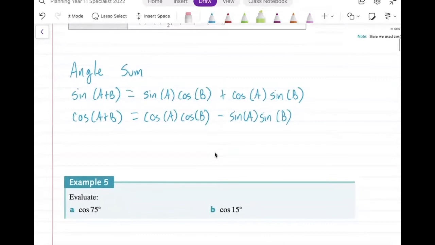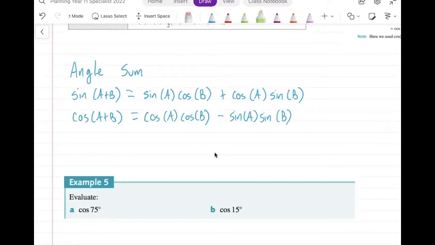That is sine A plus B equals sine A cos B plus cos A sine B. Now just note it is addition, so my order doesn't really matter for the way I do this. For my cosine angle sum identity, it is cos A plus B equals cos A cos B minus sine A sine B. I do have subtractions. My order is important. It's a cosine identity, so I put my cosines first.